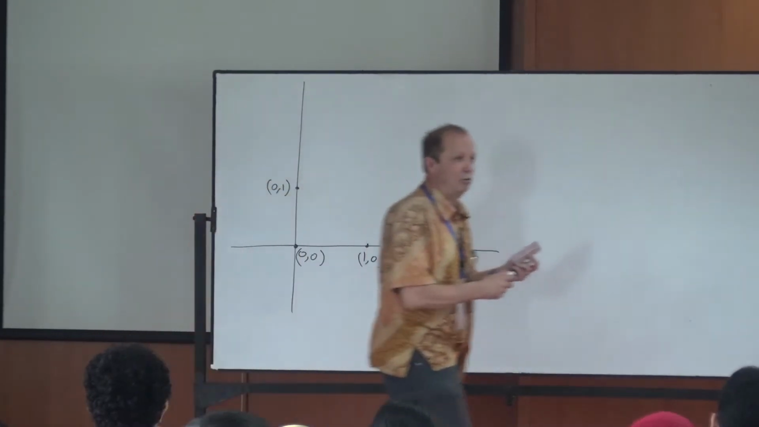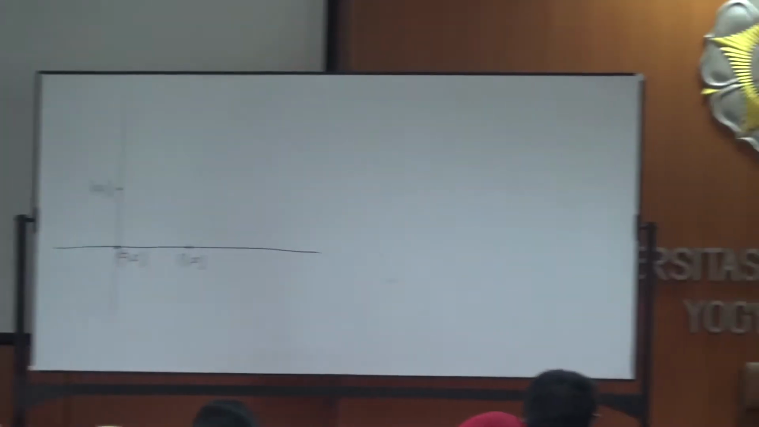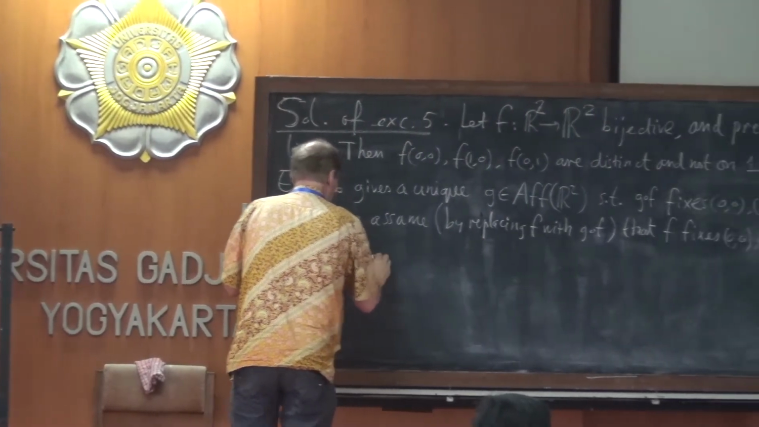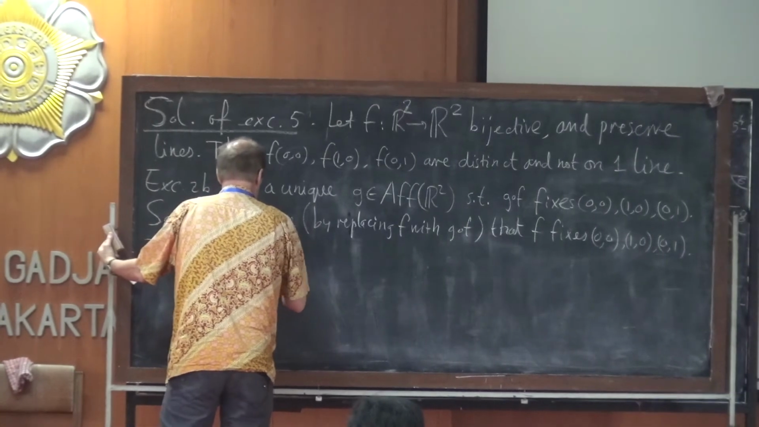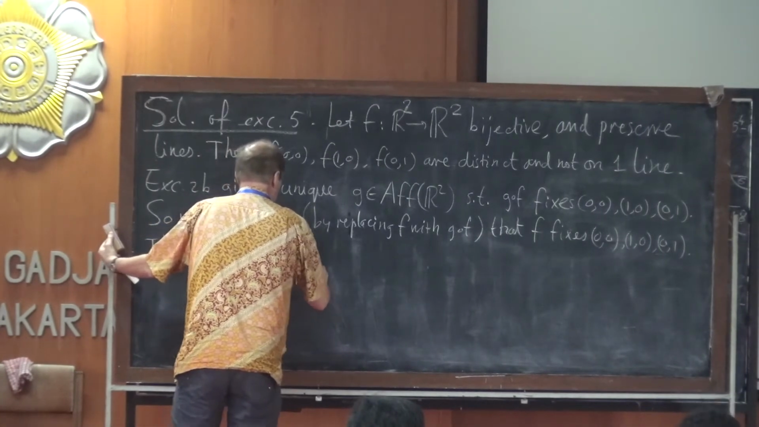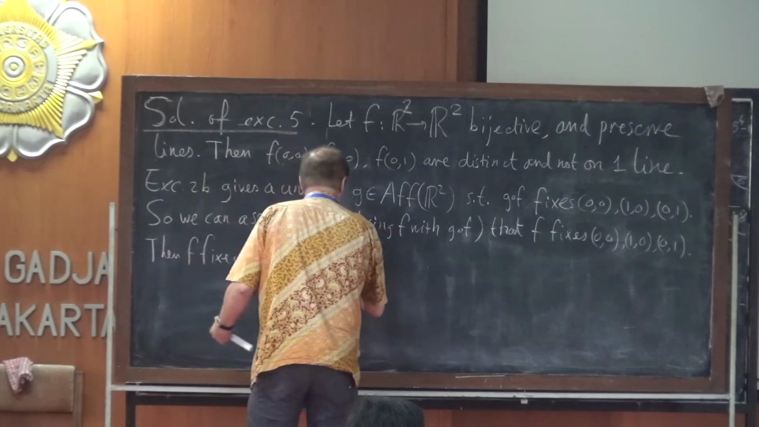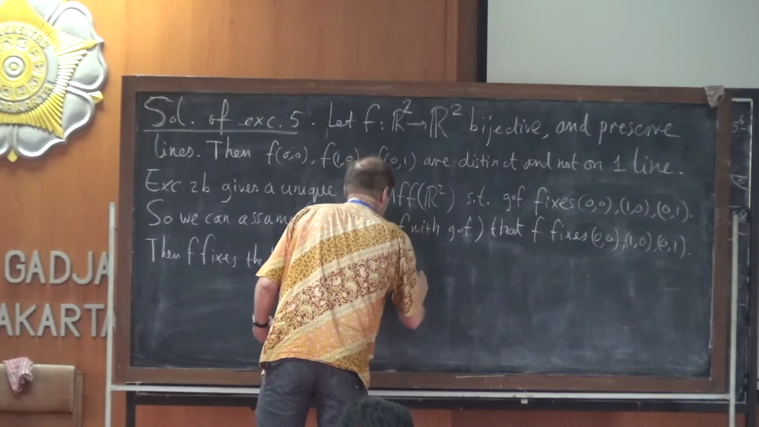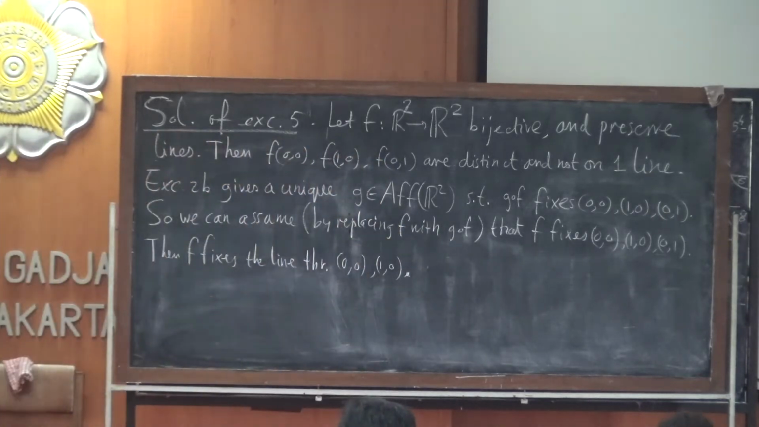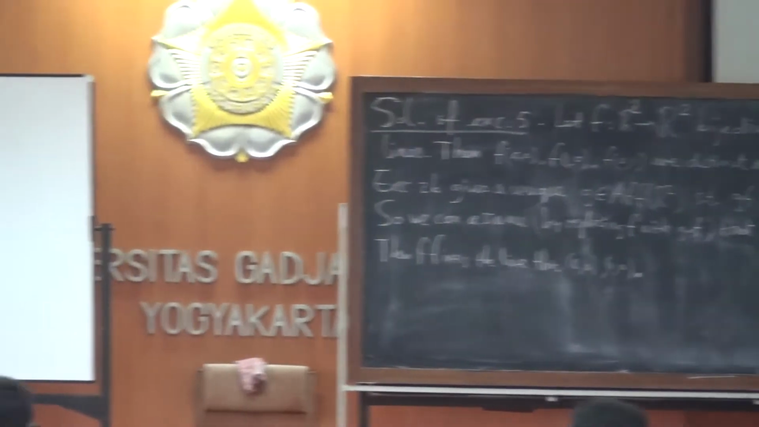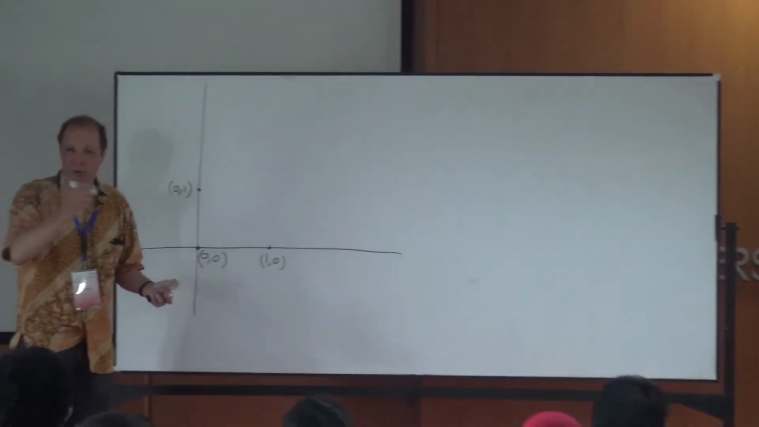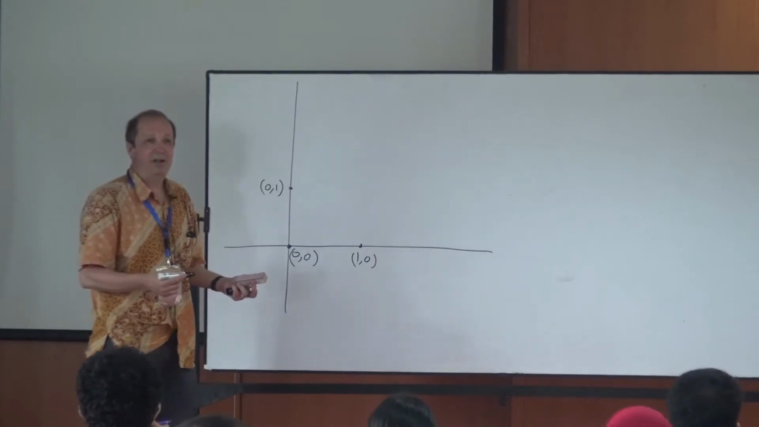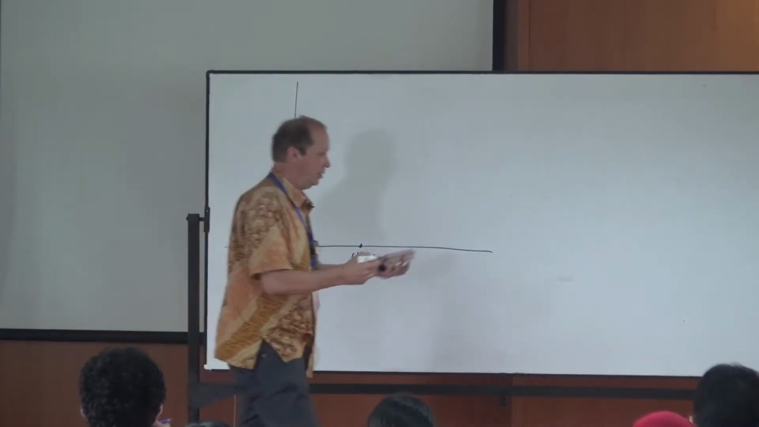So then F fixes the line through 0, 0, and 1, 0, etc. Right? So I draw. The line that I have drawn is mapped to itself. Maybe not every point to itself. That is what I have to show. Actually, I have to show now that this.